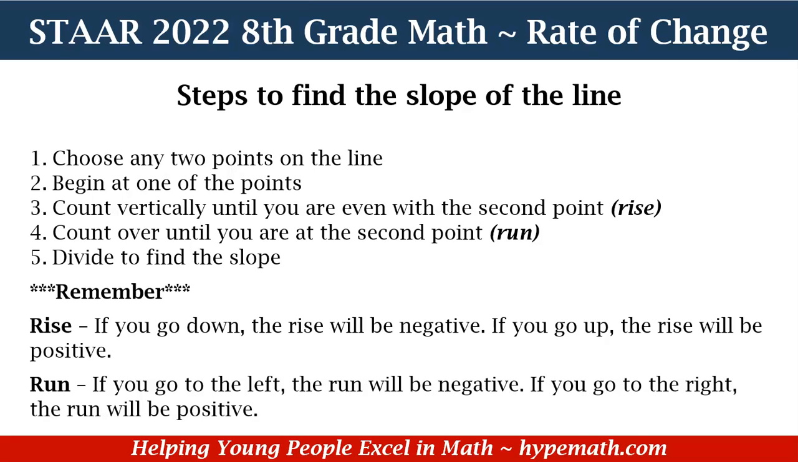Remember, 8th graders, for rise, if you go down, the rise will be negative, and if you go up, the rise will be positive. For run, if you go to the left, the run will be negative, and if you go to the right, the run will be positive. Let's look at an example.